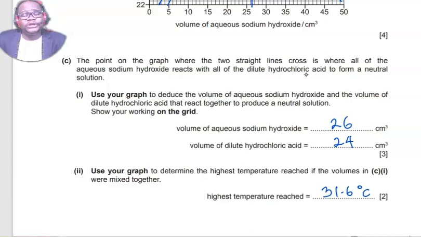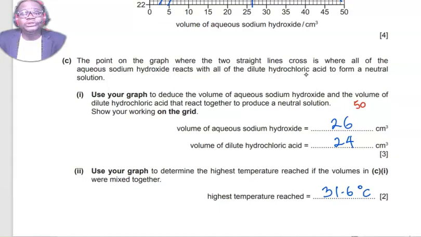And how do we get 24? Because the maximum volume for each of the mixture is 50 cm3 each time. So 50 minus 26 for sodium hydroxide will give you 24 for hydrochloric acid. Remember, the maximum volume for each of the mixture in the experiment is 50 cm3, mixing sodium hydroxide with hydrochloric acid.